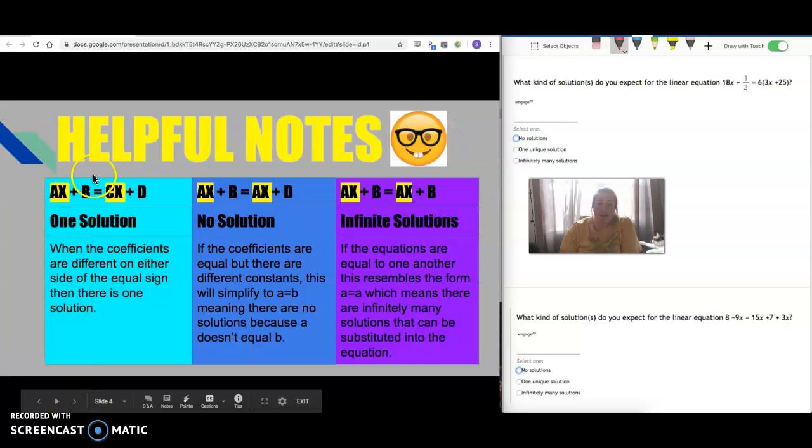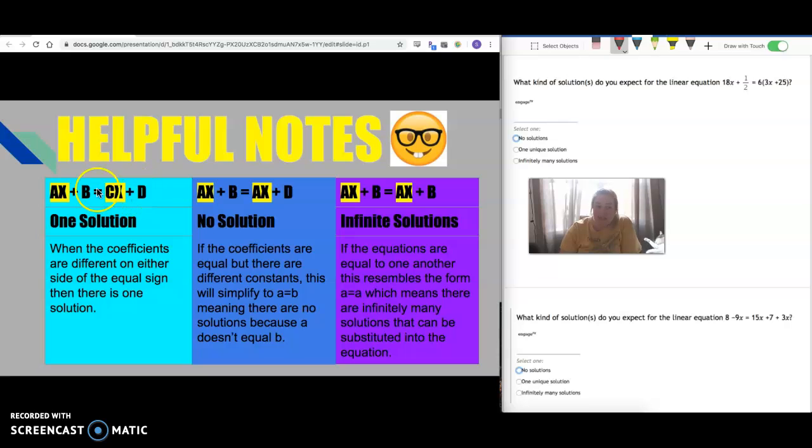So if we have ax plus b equals cx plus d, where a and c are not equal, so if the coefficients are not equal, then there's one solution. You can see the example of the explanation below. When the coefficients are different on either side of the equal sign, then there is one solution, because that would simplify down to x equals a.